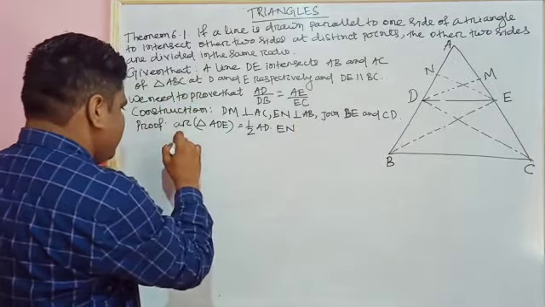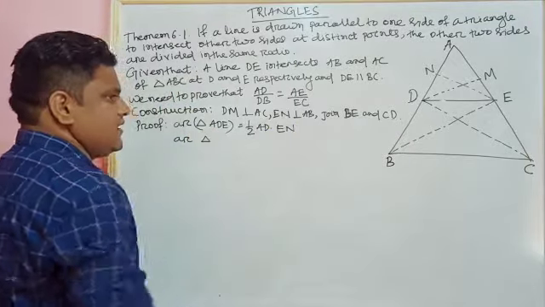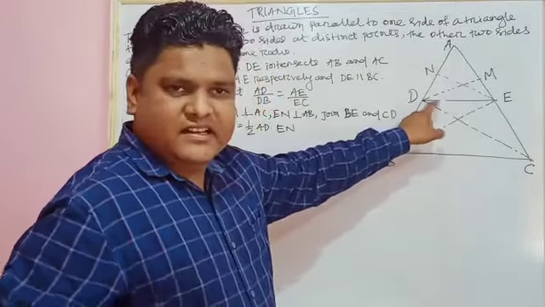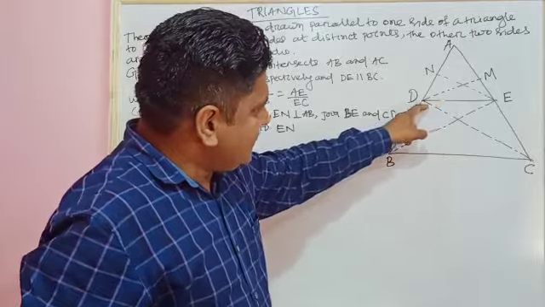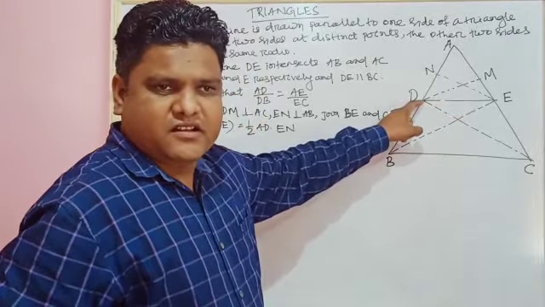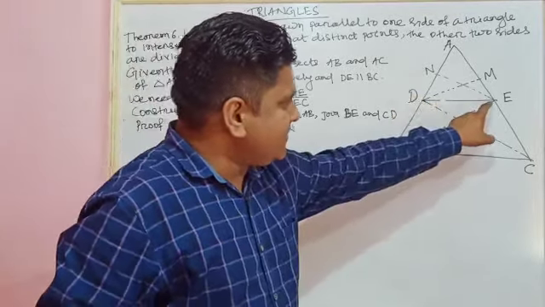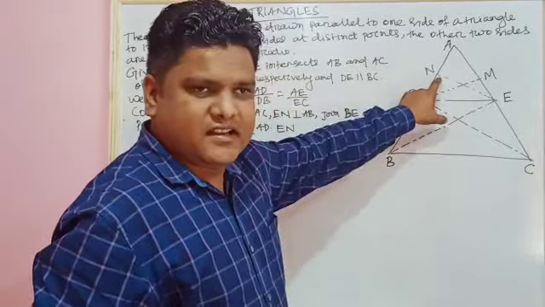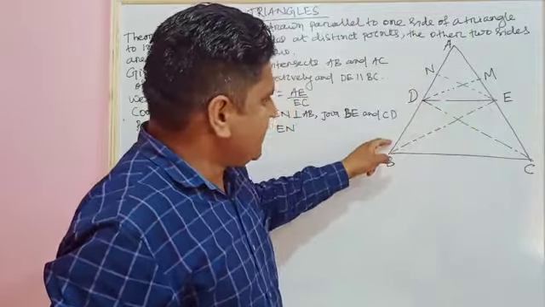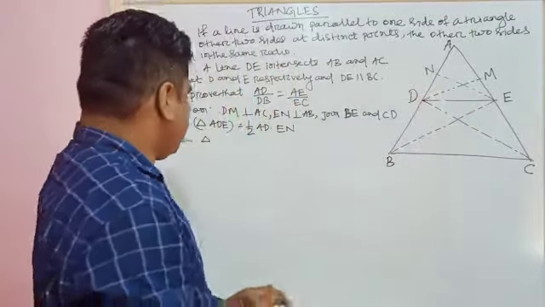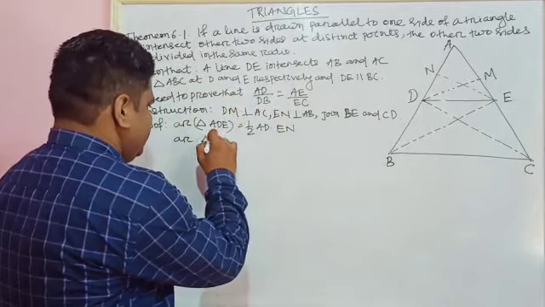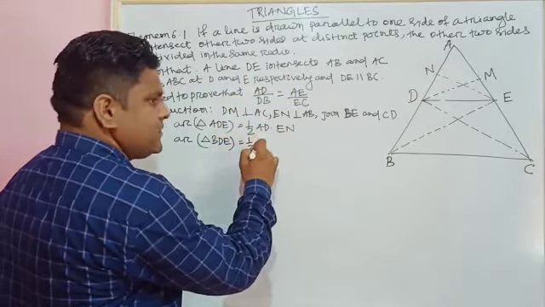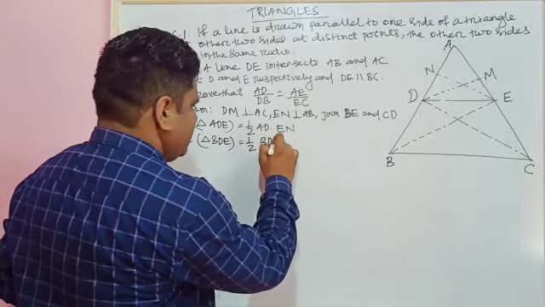Another one is area of triangle BDE. In case of triangle BDE, angle D is an obtuse angle. So perpendicular from E on this side will be outside the triangle. Means EN is perpendicular to BD. So let's write this. Area of triangle BDE is equal to half into BD into EN.